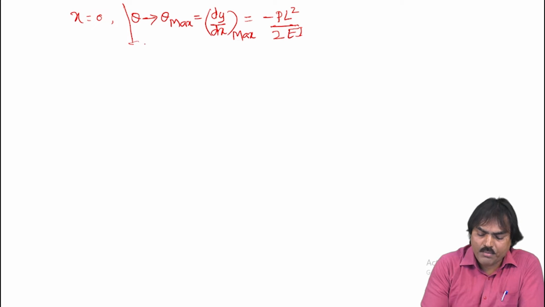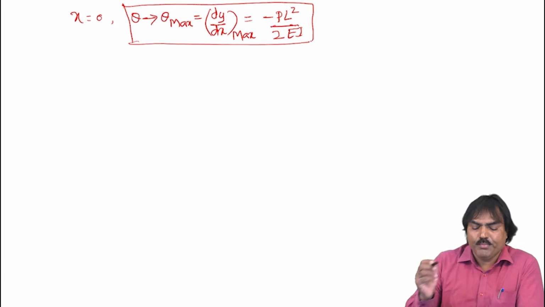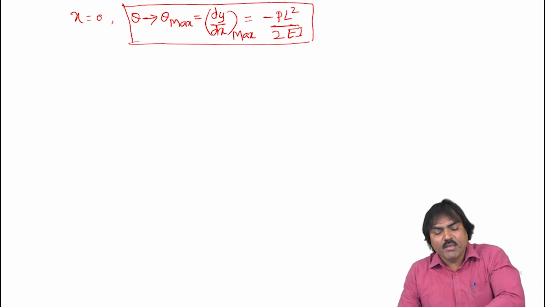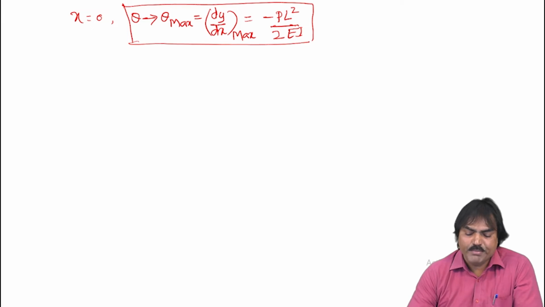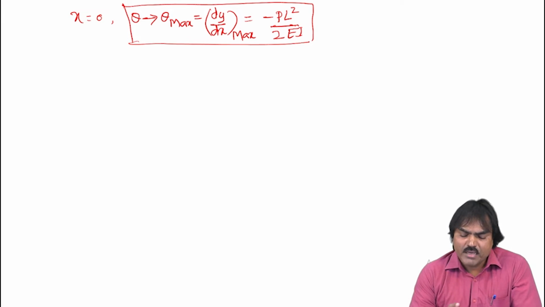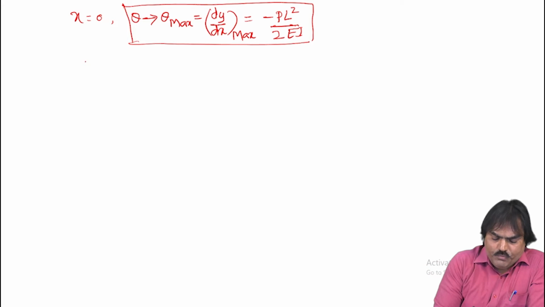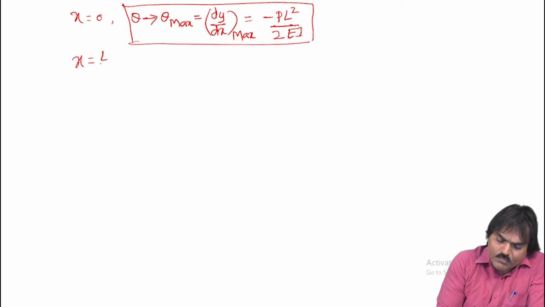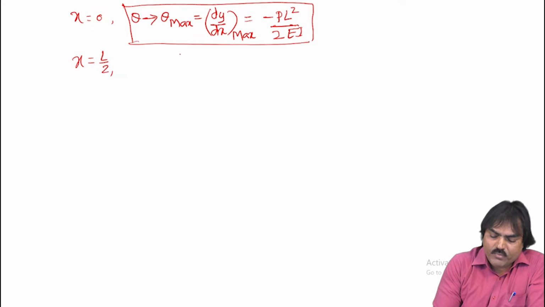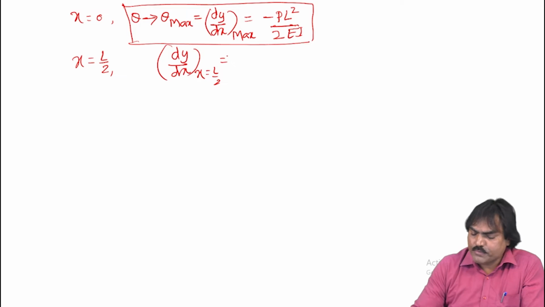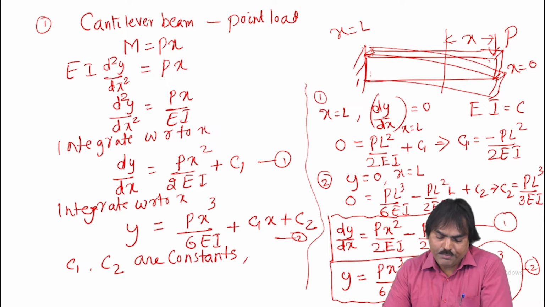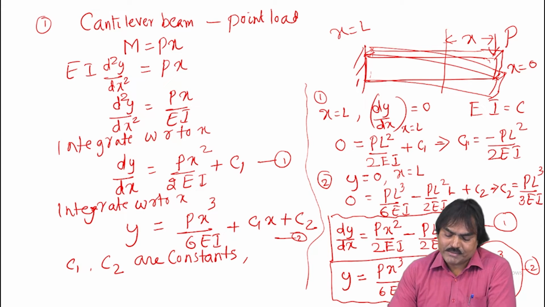This is the maximum slope for the beam, PL square by 2EI, where P is the transverse load, L is the length of the beam, E is the Young's modulus of the beam material, and I is the moment of inertia of the given cross section. Suppose we want to find the slope at x is equal to L by 2, that means at the center of the beam, that is dy by dx at x equal to L by 2. We can substitute back in the equation, Px square by 2EI minus PL square by 2EI. Here, x is equal to L by 2.